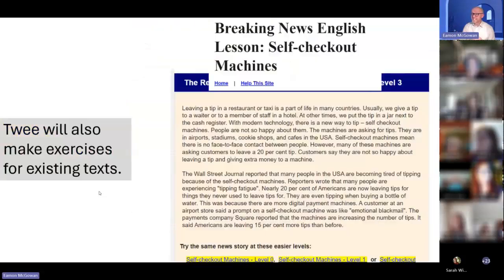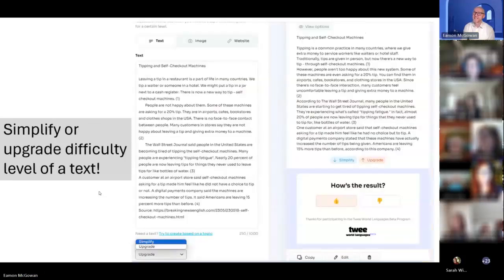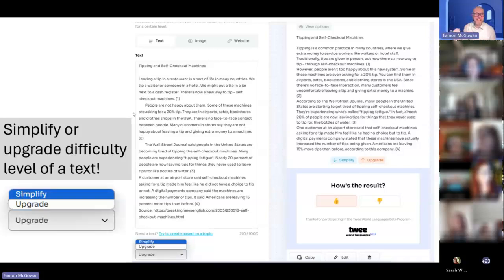You can also take an existing passage you have. This was a passage I recently did on the self-checkout machines for tipping, where you have to tip somebody to buy a bottle of water and it asks you to tip them $1. Great topic for students. They have a lot to say about this. This was from Breaking English, but I needed to make it a little easier for my students. So I was able to take this existing text, put it into TWE, and ask it to simplify it or upgrade it, so it'll make it easier or more difficult for your students.